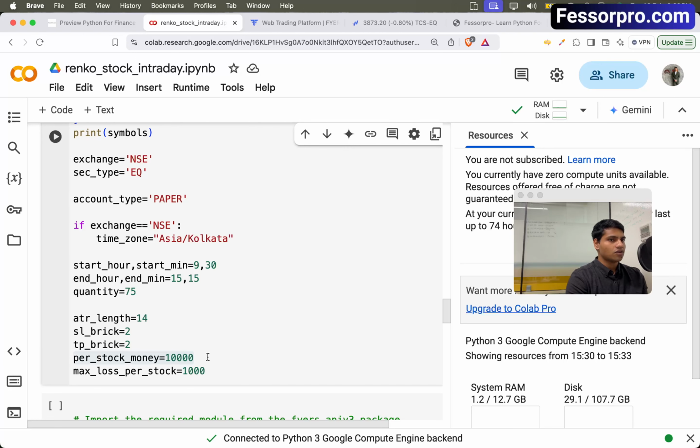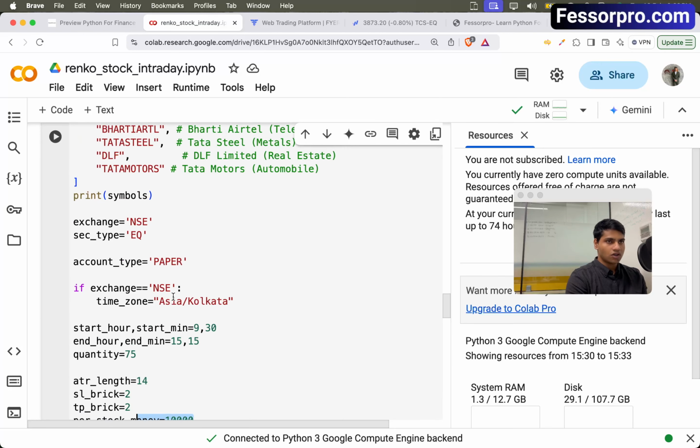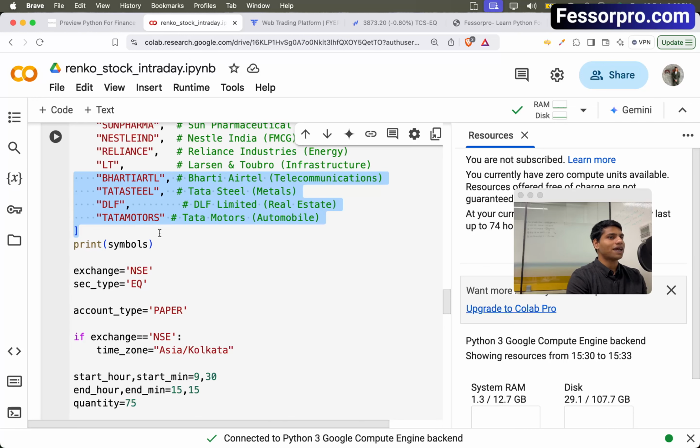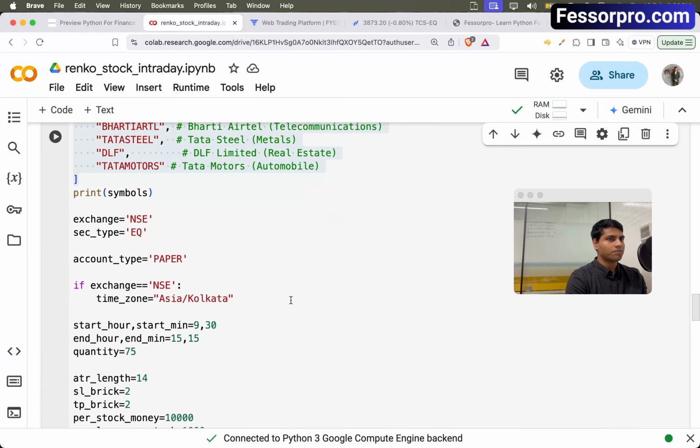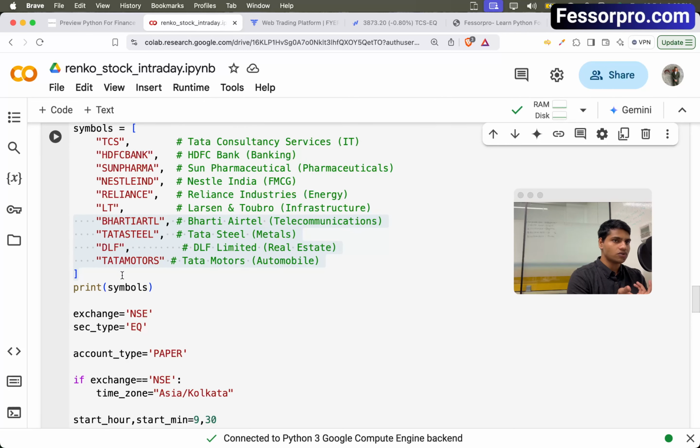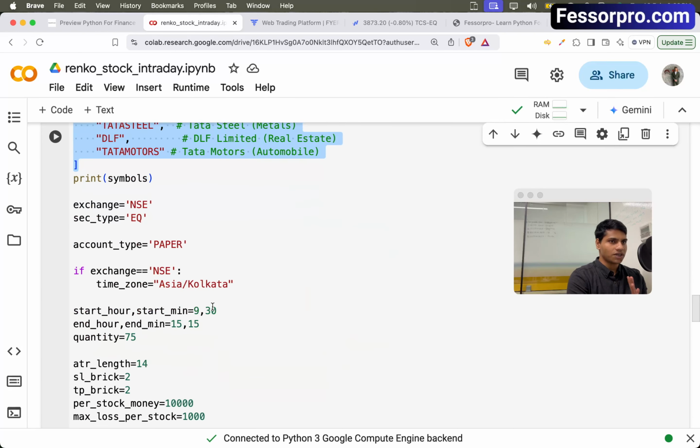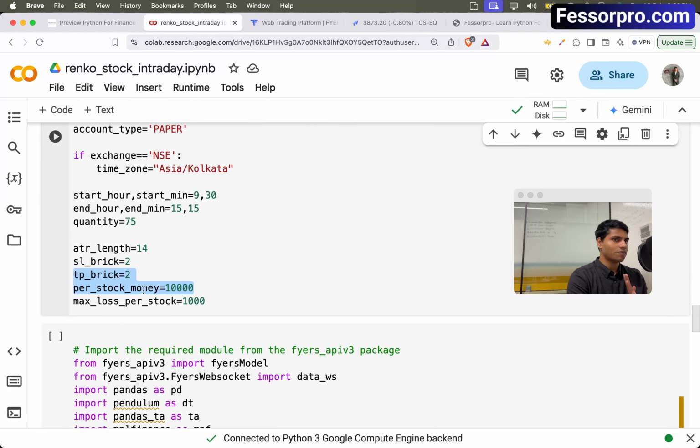Let's say you are investing 10,000 per stock. So you should not have any stock whose price is greater than 6,000. Why? Because this strategy requires a minimum of two quantity of stock. So if your stock is 6,000 and you only have 10,000, it will only take one quantity, and this code might break in that case. You can use any stock, just make sure the per stock money is double the current price of that stock.